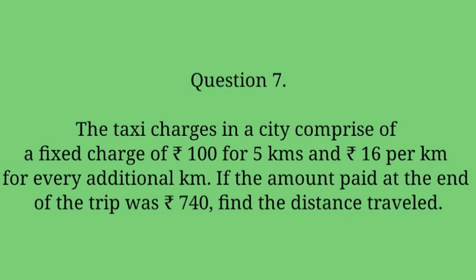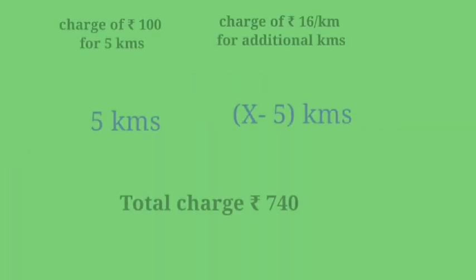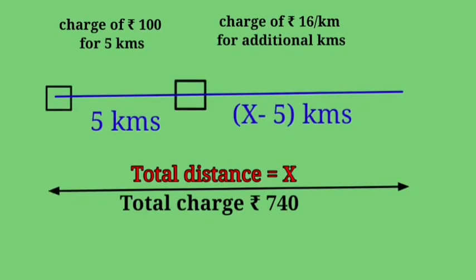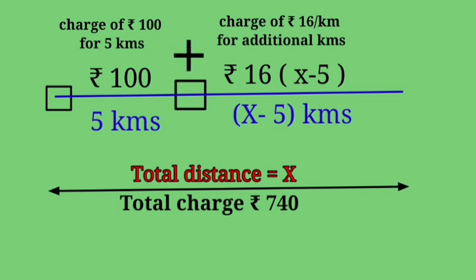Next, question number 7. The taxi charges in a city comprise a fixed charge of rupees 100 for 5 kilometers and rupees 16 per kilometer for every additional kilometer. If the amount paid at the end of the trip was rupees 740, find the distance travelled. Let the distance travelled by the taxi be x kilometers. For the first 5 kilometers, the charge is rupees 100. For additional kilometers, the charge is rupees 16 into x minus 5. So the total charge is equal to 100 plus 16 into x minus 5.